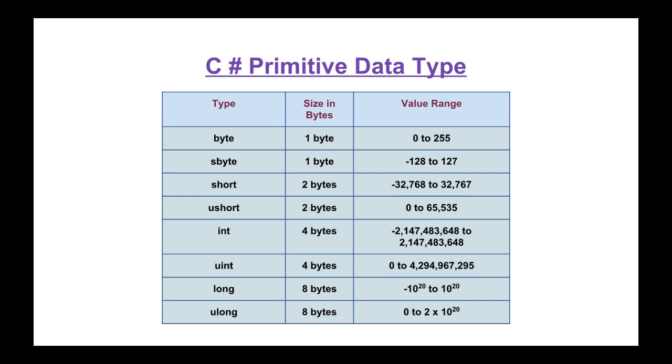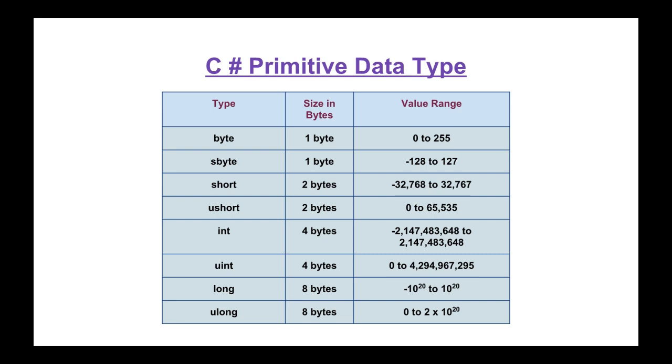These are also called integral data types, which refers to integer types, whole numbers. So in C#, types like integer, long, short, etc. that you see here are also called integral data types. As you can see here, each data type has a size and a value range.